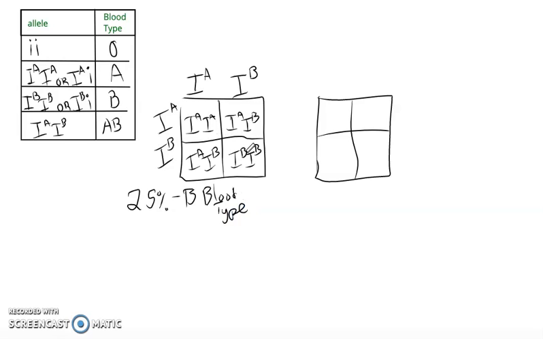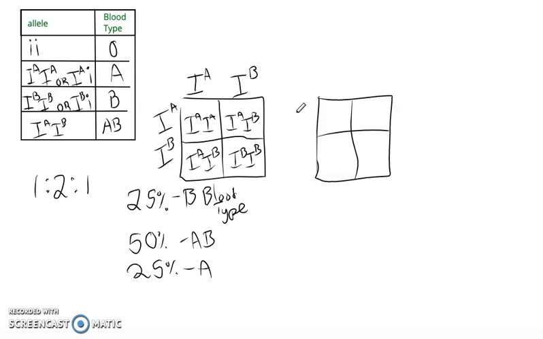Okay, and then what would your chance be of having AB blood type? It would be a 50% chance. And how about of type A blood type? It's a 25% chance. Okay, and if we were going to write out the genotypic ratio, what would it look like? 1 to 2 to 1.